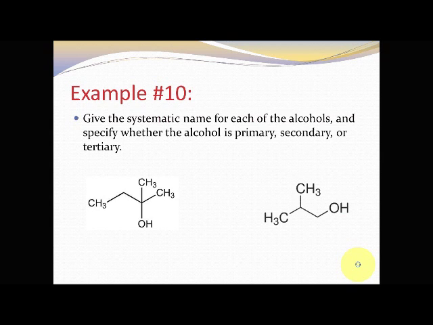So for the first one, this is a methyl group. These 2 are not. These are a part of the chain, okay? So we're going to start counting closer to the OH group. So that's going to be 1, 2, 3, 4. So we have 4 carbons.